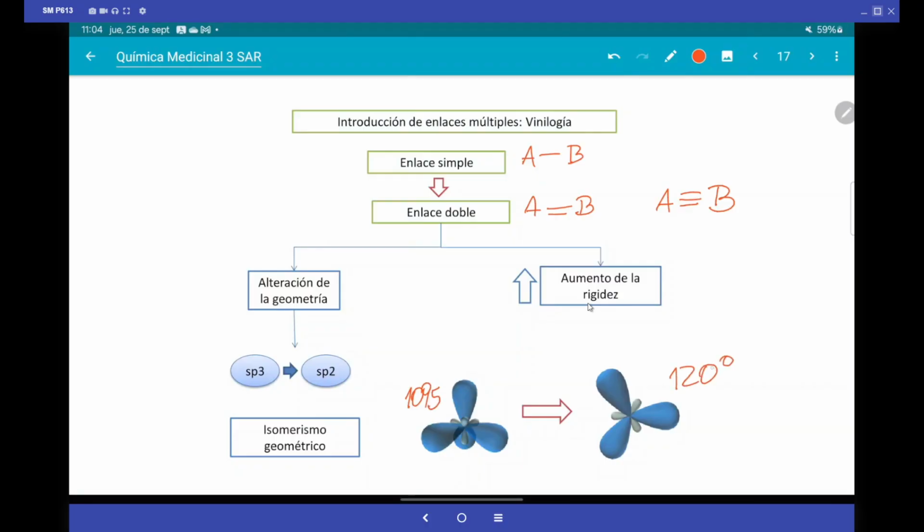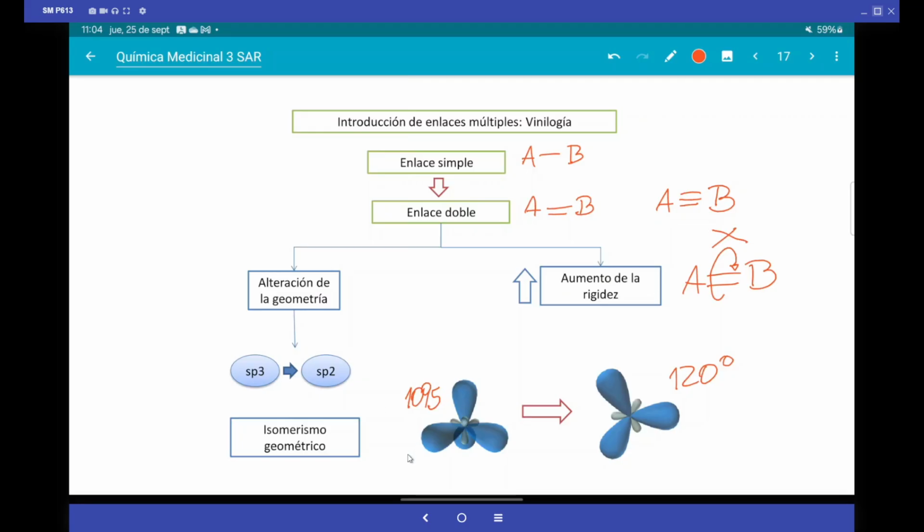Question: why does the rigidity increase when introducing double bonds? Double bonds are not rotatable. There is no free rotation around the double bond, and in addition, as another extra complication, when you have a double bond, geometric isomerism is potentially generated. What is the geometric isomerism called?